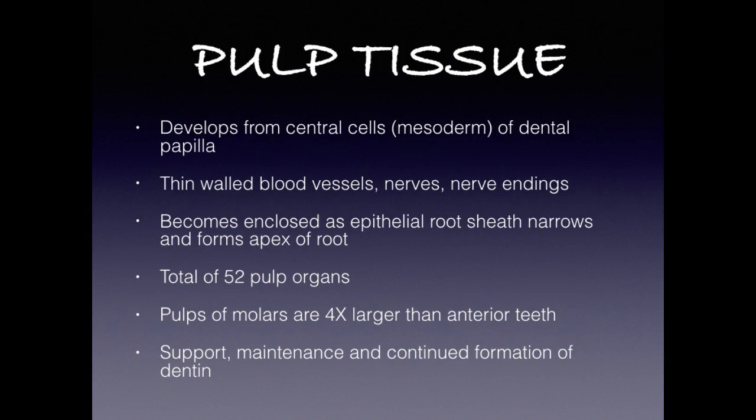The human dentition generally has 52 pulp organs. Of course, 32 of them are the adult dentition and 20 of the primary dentition. The pulps found in the molars have about 4 times more tissue than is found in the anterior teeth, simply because of the size. The main function of pulp tissue is to provide support to the tooth, maintenance of the structure of the tooth, and that includes the continued formation of dentin.